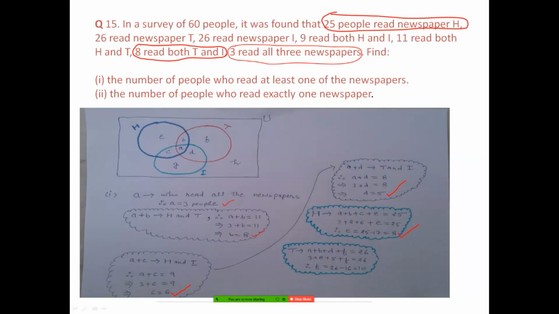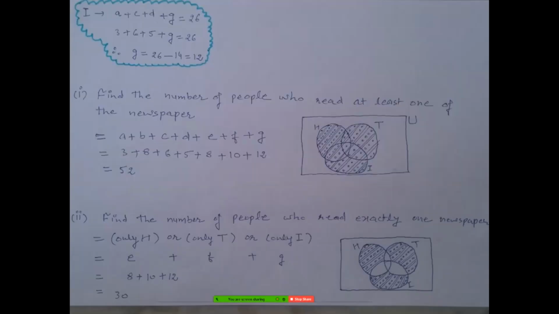So T means A plus B plus D plus F, this is 26. What is T? T means 26. So from here we find F is equal to 10. Similarly, from I we get G is equal to 12.